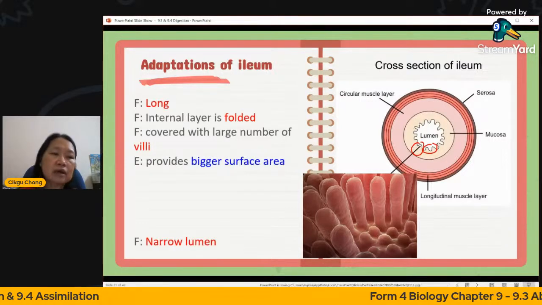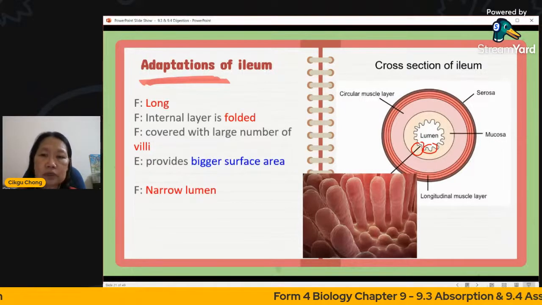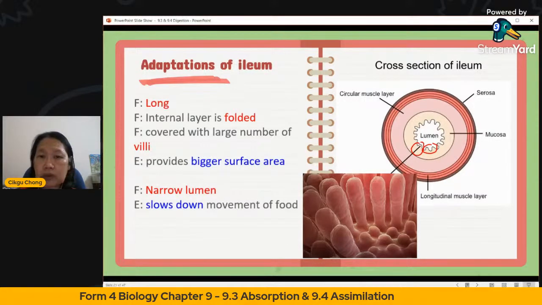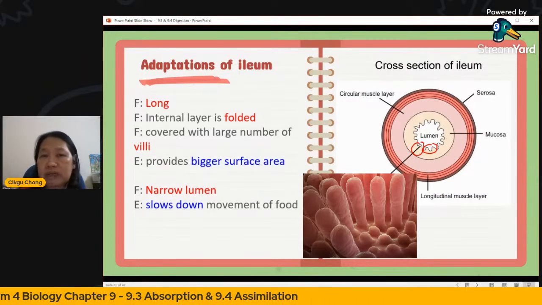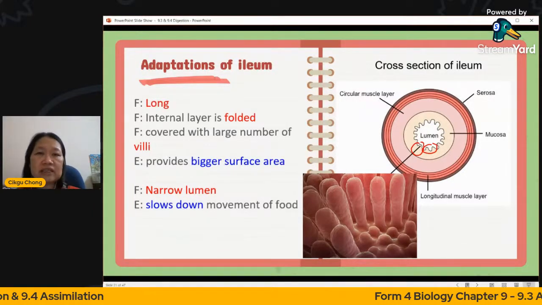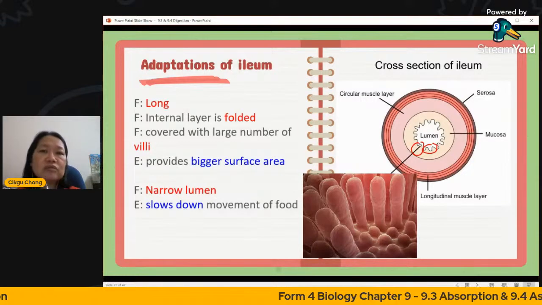Now the next one, narrow lumen. The lumen is narrow, so it slows down the movement of food. When it slows down the movement of food, there is a lot of chance for everything to be absorbed. Nothing escapes.